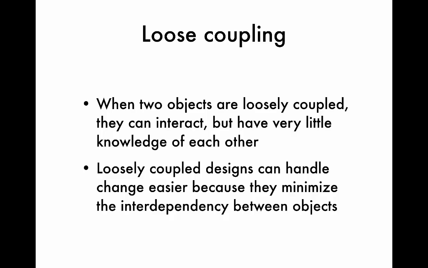So loosely coupled objects do interact, but they have very little knowledge of each other. Loosely coupled designs can handle change easier because they minimize the interdependency between objects. It makes sense that loose coupling is better than tight coupling because, in general, coupling is something that we want to minimize.